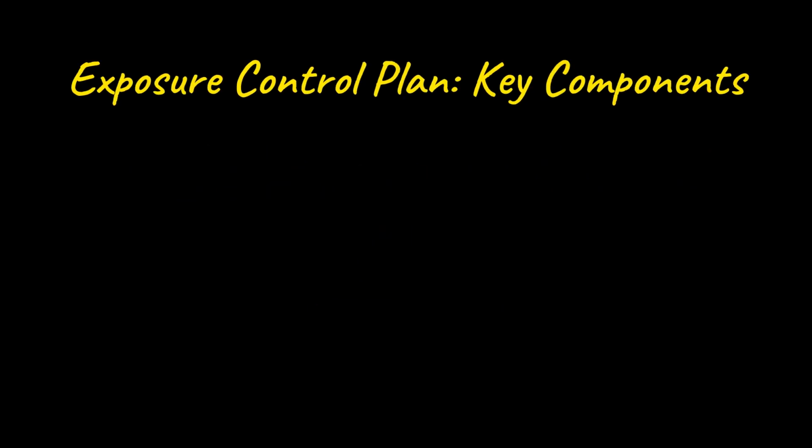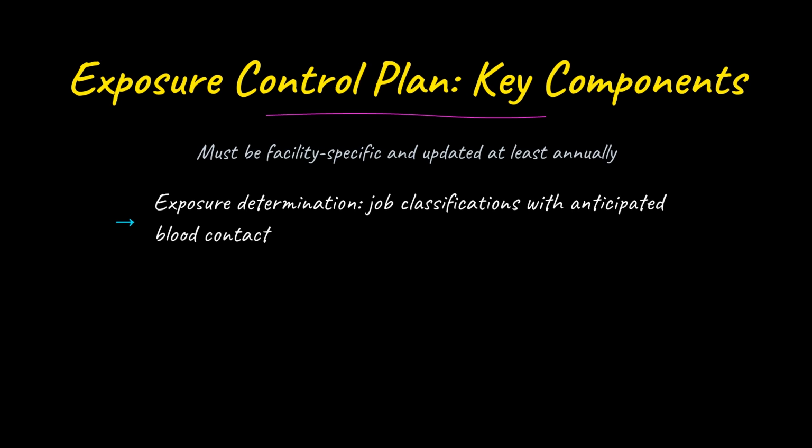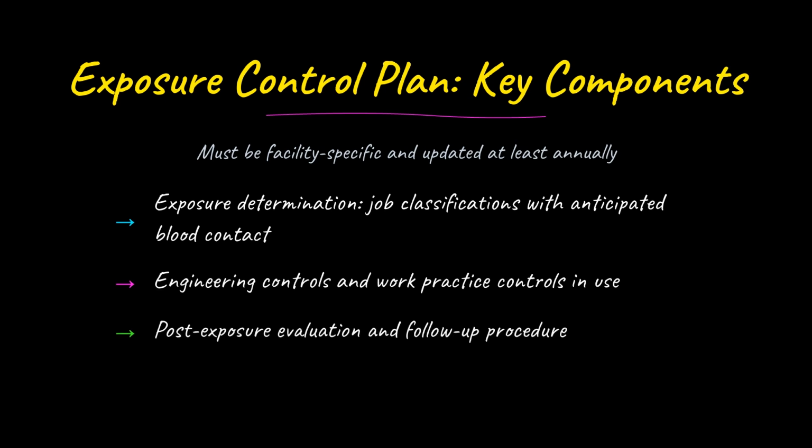The OSHA bloodborne pathogen standard requires every covered employer to maintain a written exposure control plan, a living compliance document tailored to that specific workplace, not a generic template. The plan must include 4 core components: the exposure determination listing job classifications with anticipated blood contact, the engineering and work practice controls in use, the post-exposure follow-up procedure, and a record-keeping protocol.